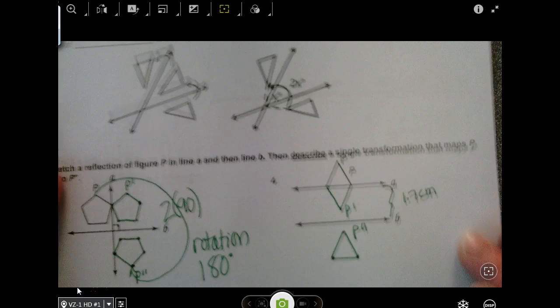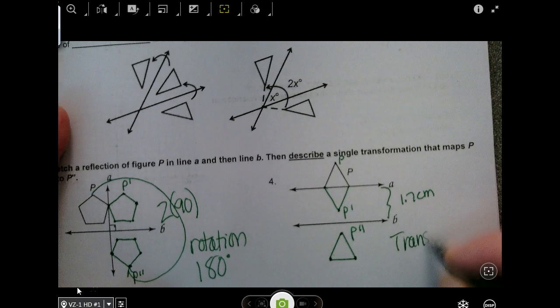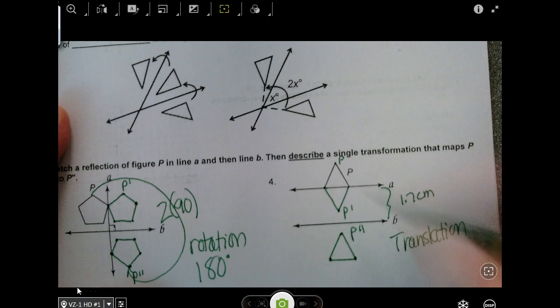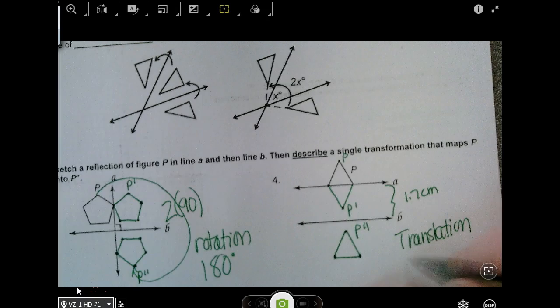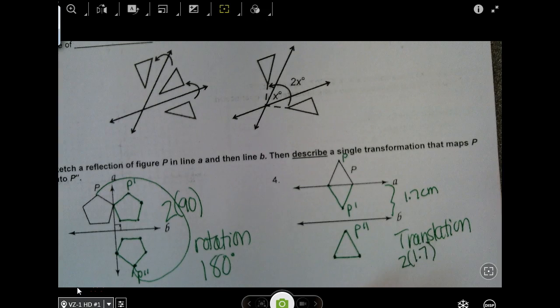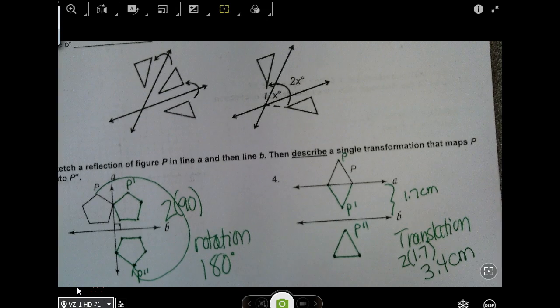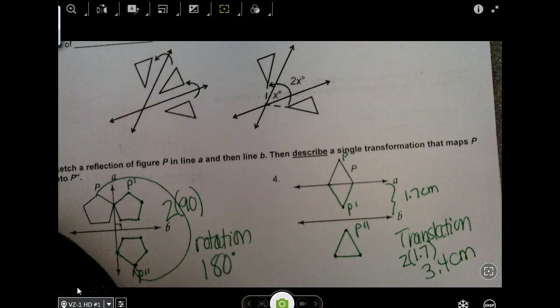So what this was is a translation of the first figure to the third, the distance of which is twice the distance between the lines, so 2 times 1.7, which is 3.4 centimeters. All right, I hope yours looks pretty good.